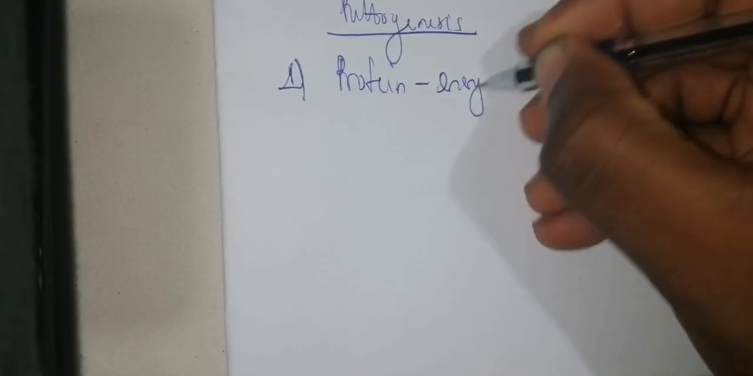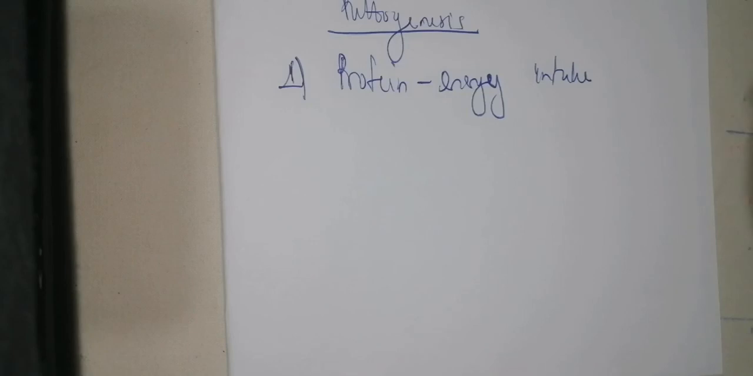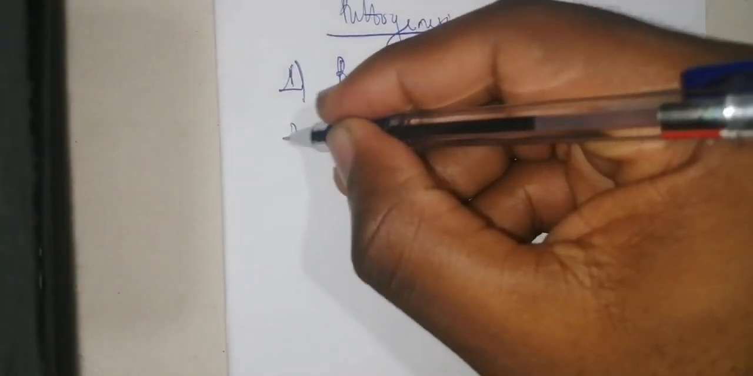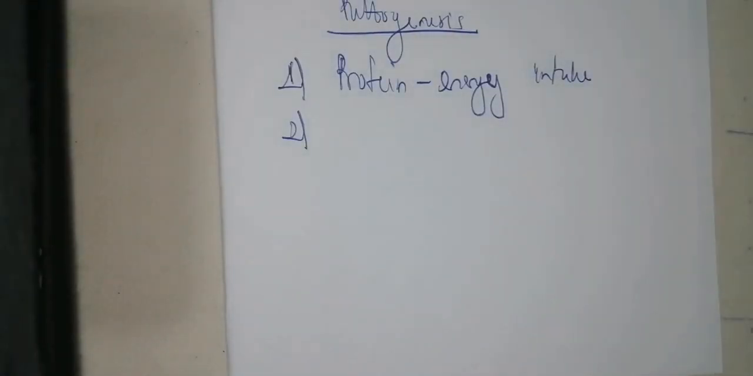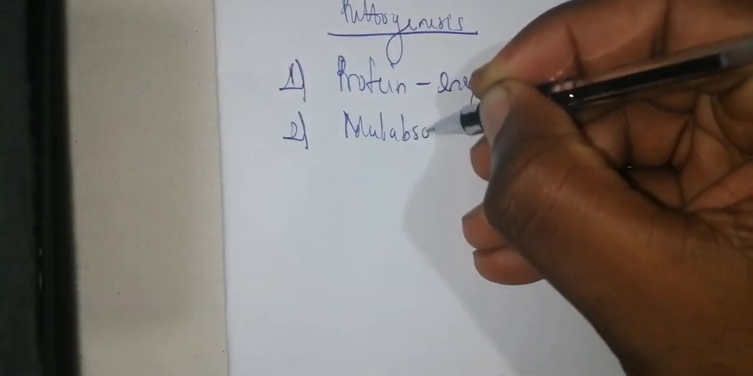That one is entering under protein energy intake. Is it clear? Protein energy intake. So in protein energy intake, the child is not taking food appropriately. Is it clear? Now, the second problem with the pathogenesis is a malabsorption problem.